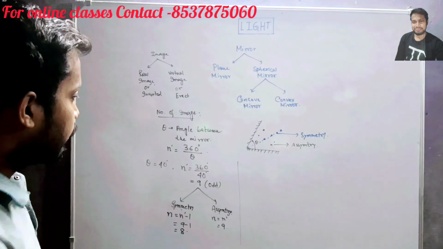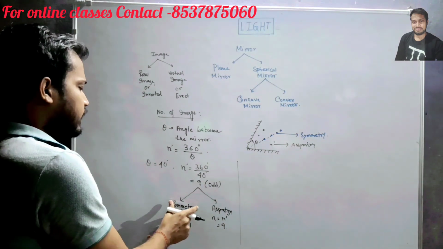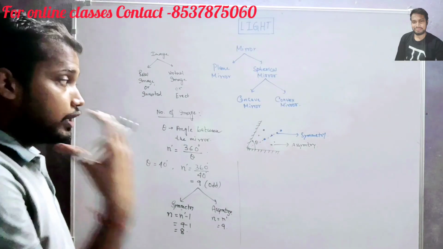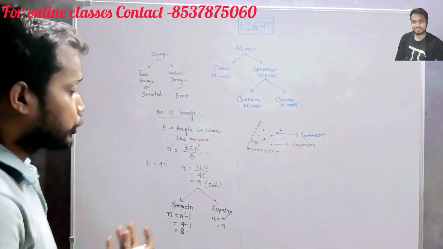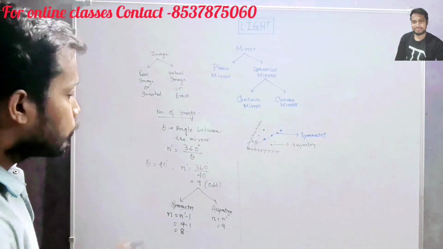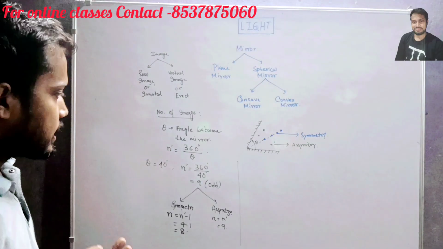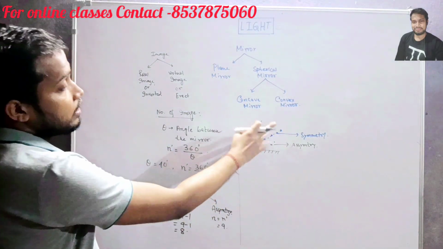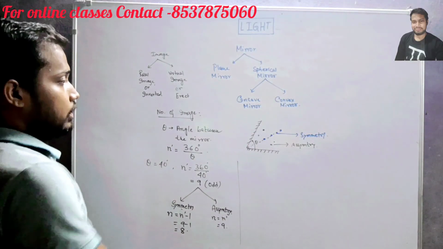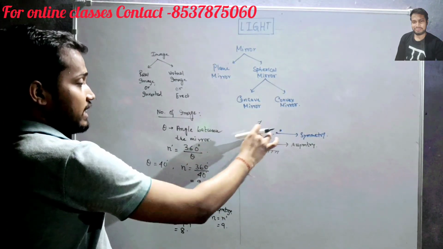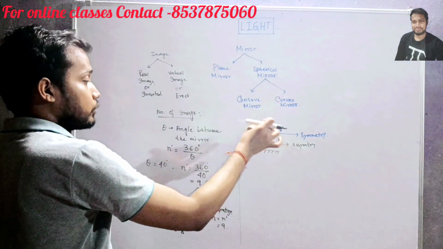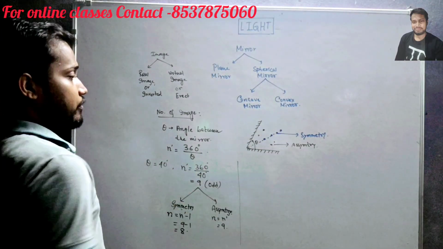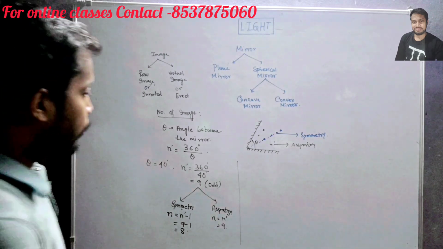Always remember that in general it will be given in the question whether the object is placed at the symmetry position or the asymmetry position. If not given, we have to take asymmetry, because the probability of asymmetry is far greater than the probability of the symmetry position. The area is so much that the probability is much higher for asymmetry. Okay, now we'll move on to the next case.